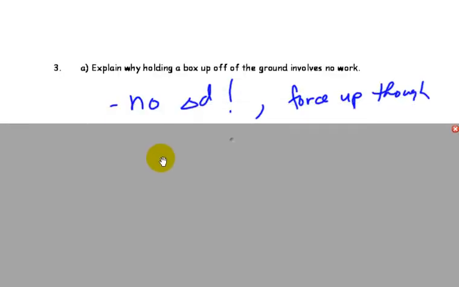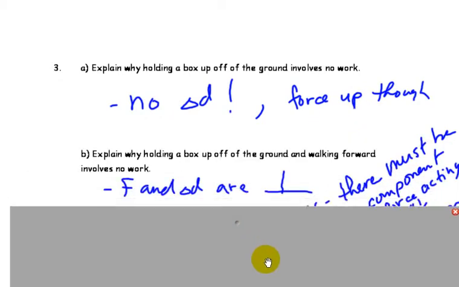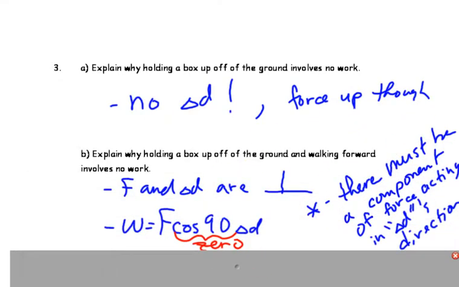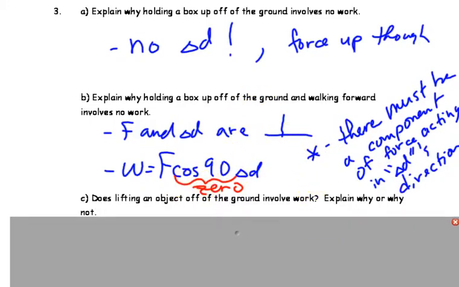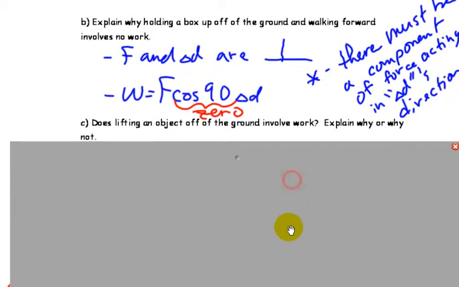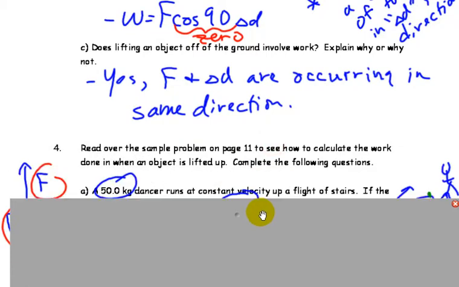Explain why holding a box up off the ground involves no work. Getting the box off the ground involves work, but holding it there for any length of time is no work, because we're not moving it. We have a force holding it up, but it's not moving, so no work. As I mentioned before, holding a box up and walking forward, the force is up and you're walking forward, so they're perpendicular, and of course the cos of 90 is 0. But yes, lifting an object off the ground does involve work, because force and displacement are occurring in the same direction.